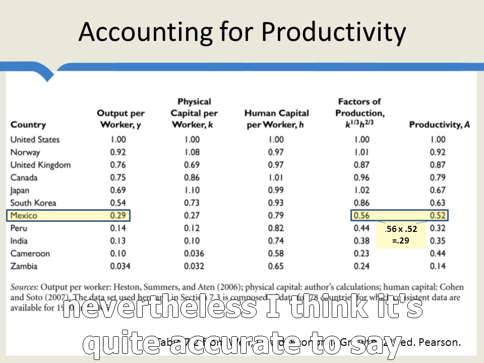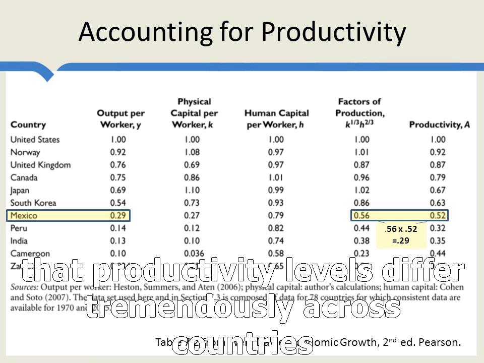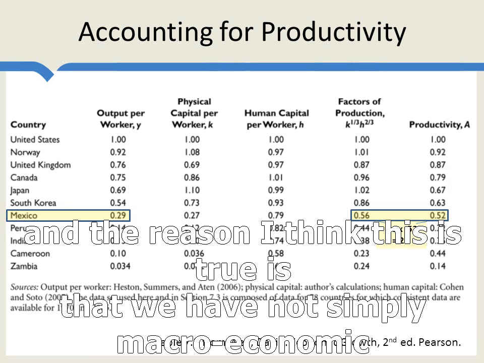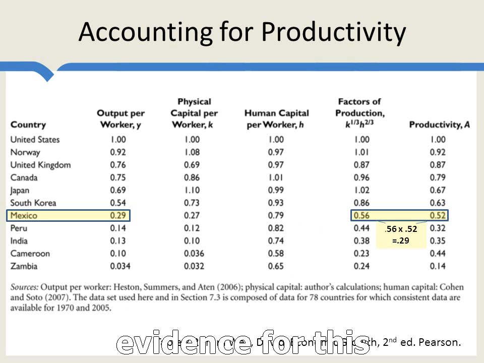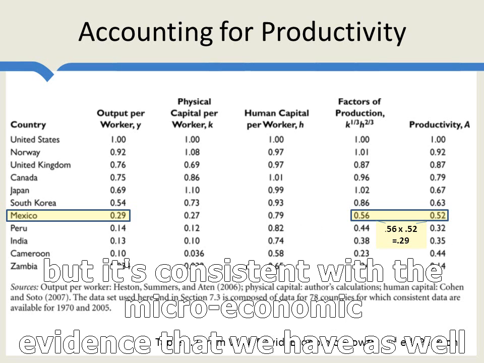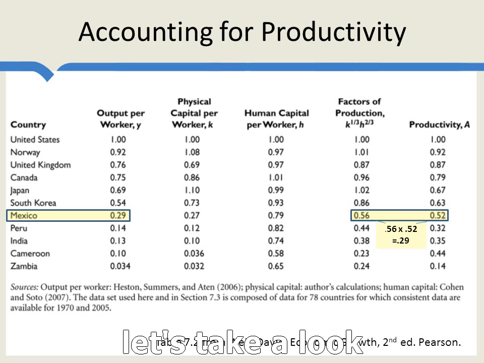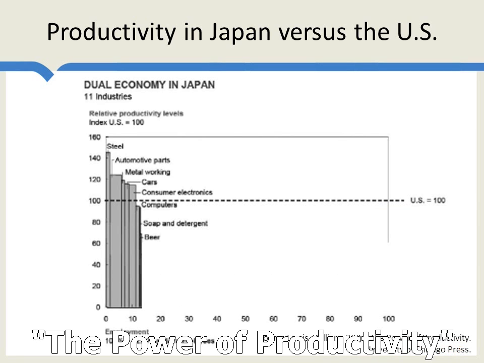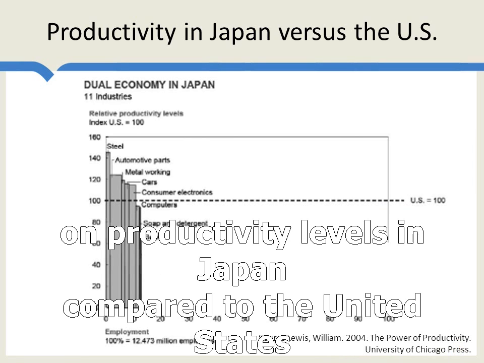Nevertheless, I think it's quite accurate to say that productivity levels differ tremendously across countries. And the reason I think this is true is that we have not simply macroeconomic evidence for this, but it's consistent with the microeconomic evidence that we have as well. Let's take a look. So here we're showing some data from William Lewis's book, The Power of Productivity, on productivity levels in Japan compared to the United States.